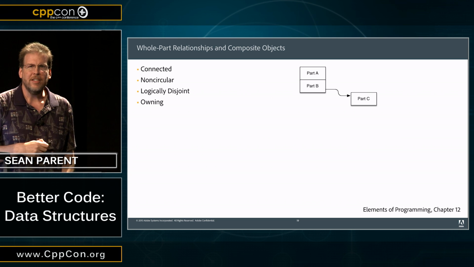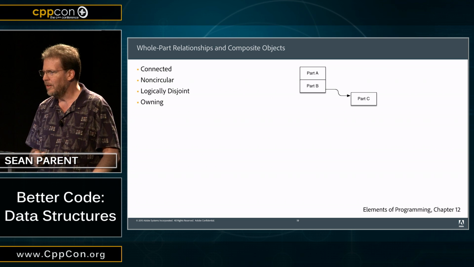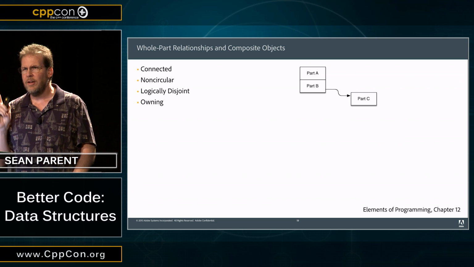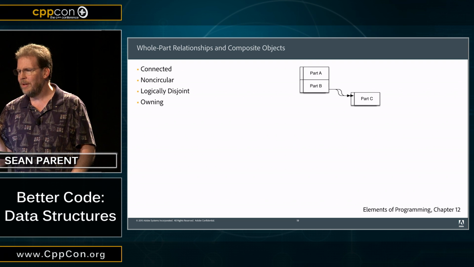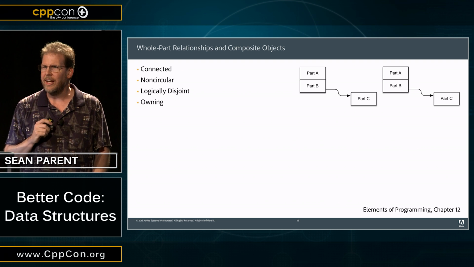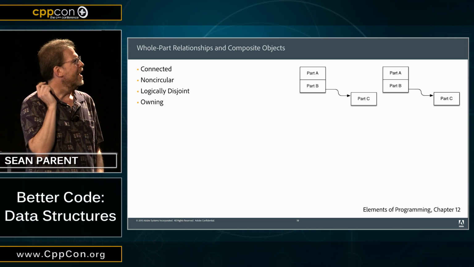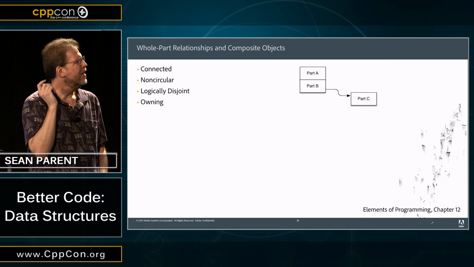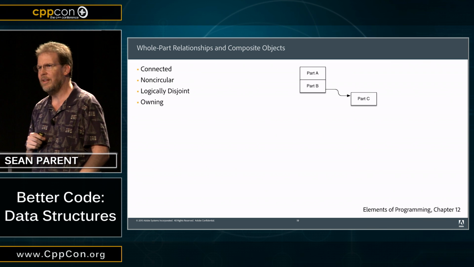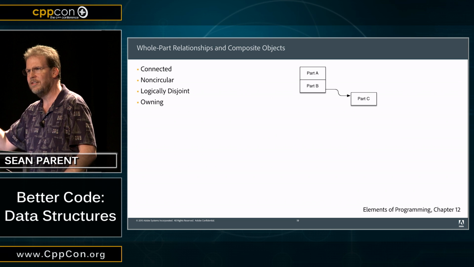And the third relationship, the third property of this relationship, is ownership. And what that means is that if I make a copy of the object, it makes a copy of all the parts, and I get two of them. And if I destruct one, it gets rid of that object and all of its parts. Okay? And those are two distinct disjoint objects.